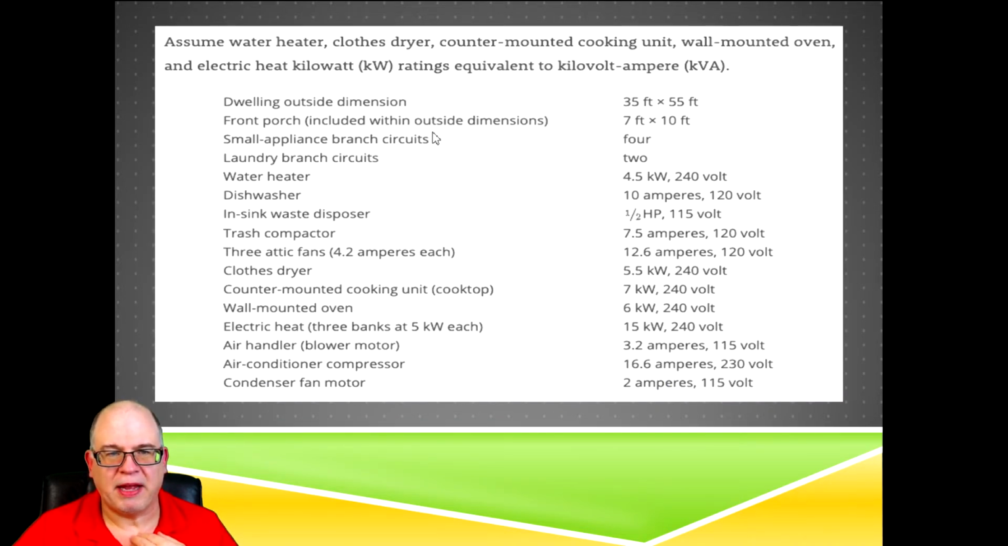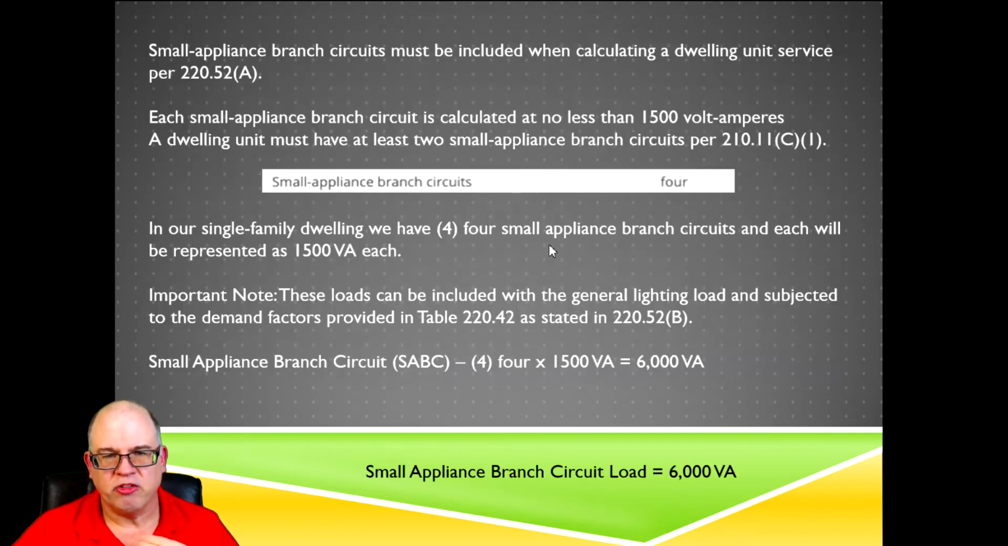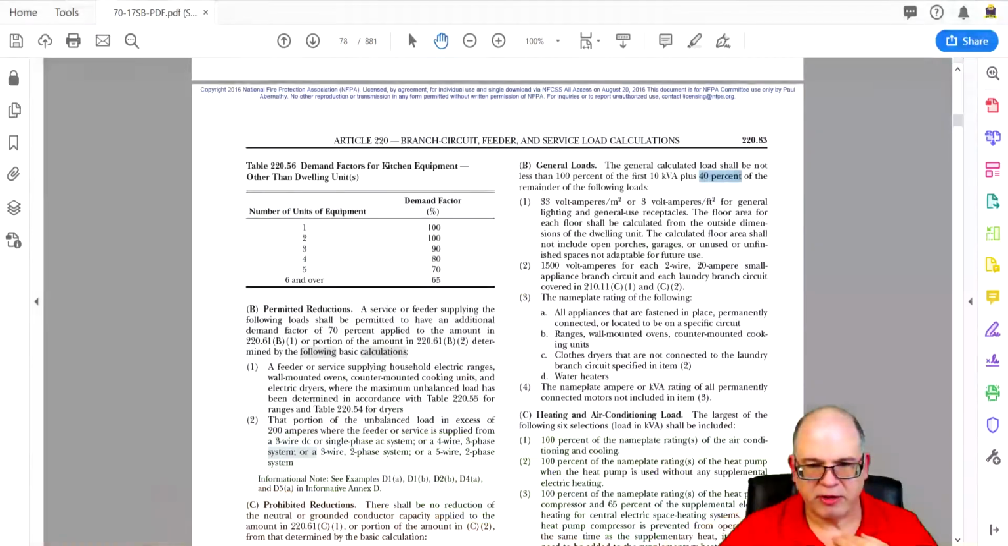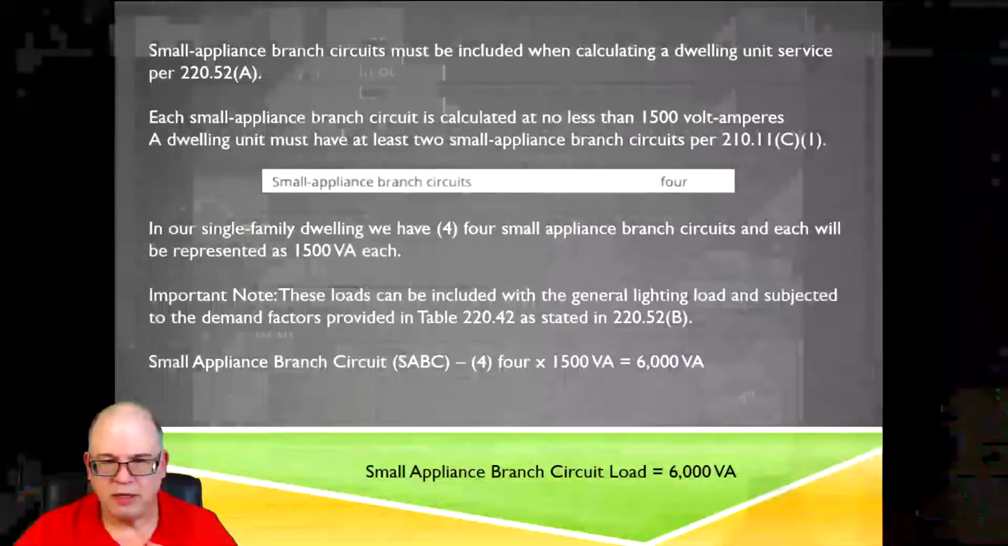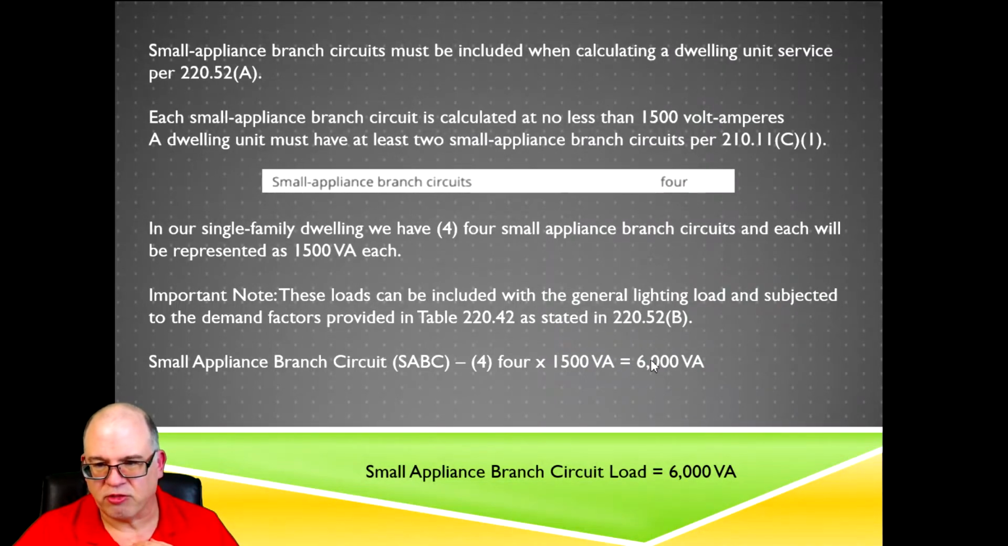All right, next we check these off. We're going to deal with the small appliance and laundry because, again, we get to deal with both of those together when we're dealing with the optional method. So here's a small appliance. There's 4 of them. Remember what we said earlier? It's 1,500 VA each. So here, 4 times 1,500 VA is 6,000. Remember, that is what it says right here in the code book. Right here. 1,500 VA for each small appliance branch circuit. And again, it also says that for the laundry. So when we get to the laundry, no need to come back to the code because we know what we're talking about here. So we've got that, and we're going to write that down. So that's 6,000. That's our small appliance branch circuit load.